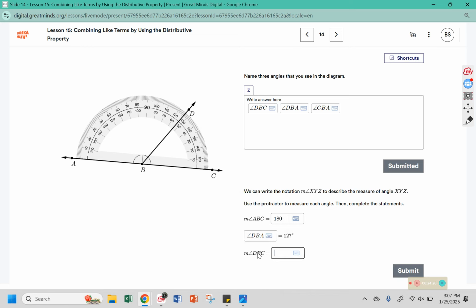What's the measure of angle DBC? So DBC. There's also numbers here on the inside. So we're going to start at C, and we're going to count 10, 20, 30, 40, 50, and a little bit. If we use these marks here, you can see it's 1, 2, 3 extra marks. So this should be 53 degrees.